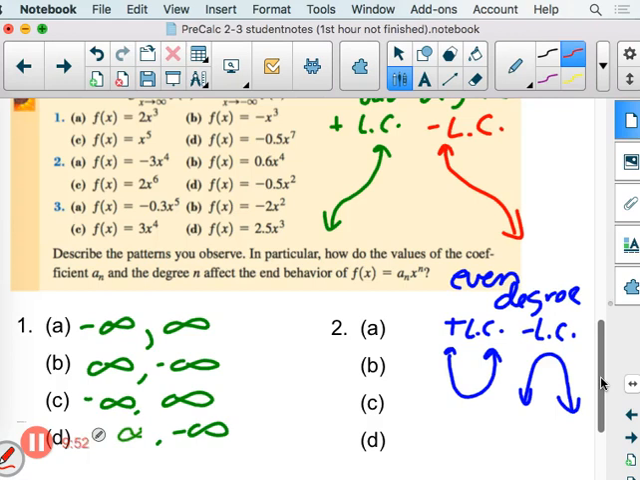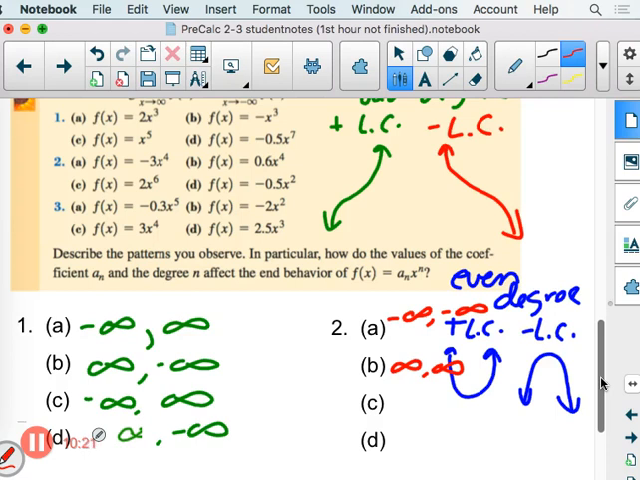2a. Negative 3x to the 4th. Where's it going? Negative and negative. Good. 2b says 0.6x to the fourth. What do we have? Infinity, infinity. And if you say positive infinity, I know exactly what you're saying. It's actually a good habit to get into. Negative infinity and positive infinity. 2c says 2x to the 6th.